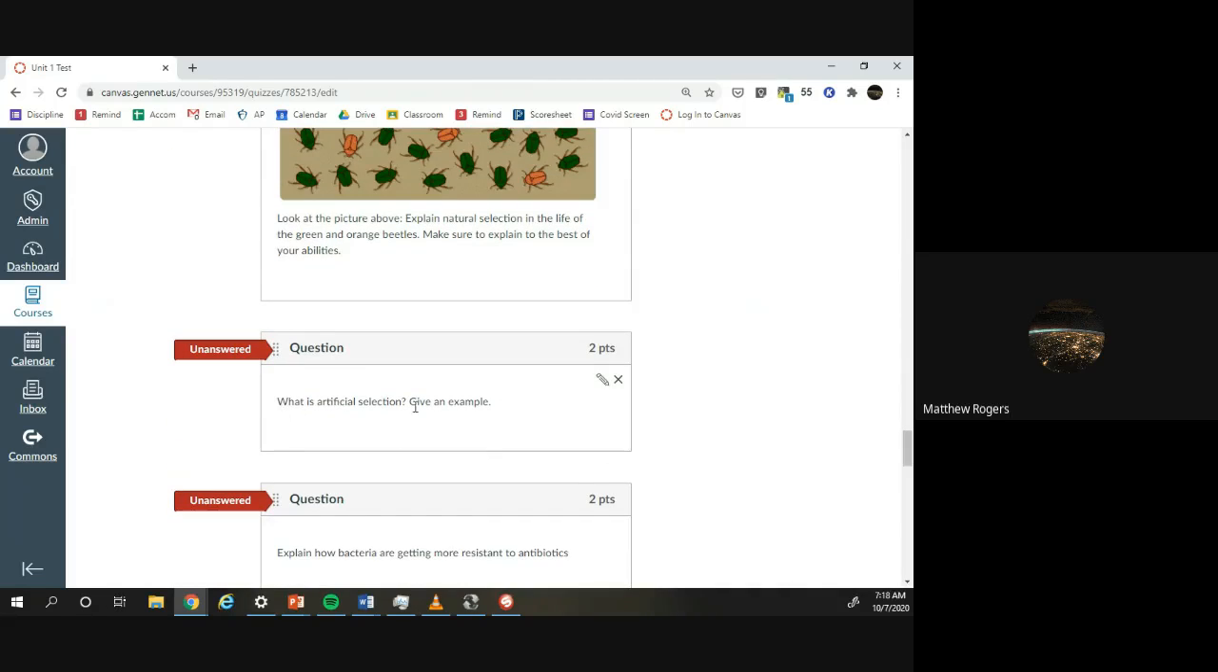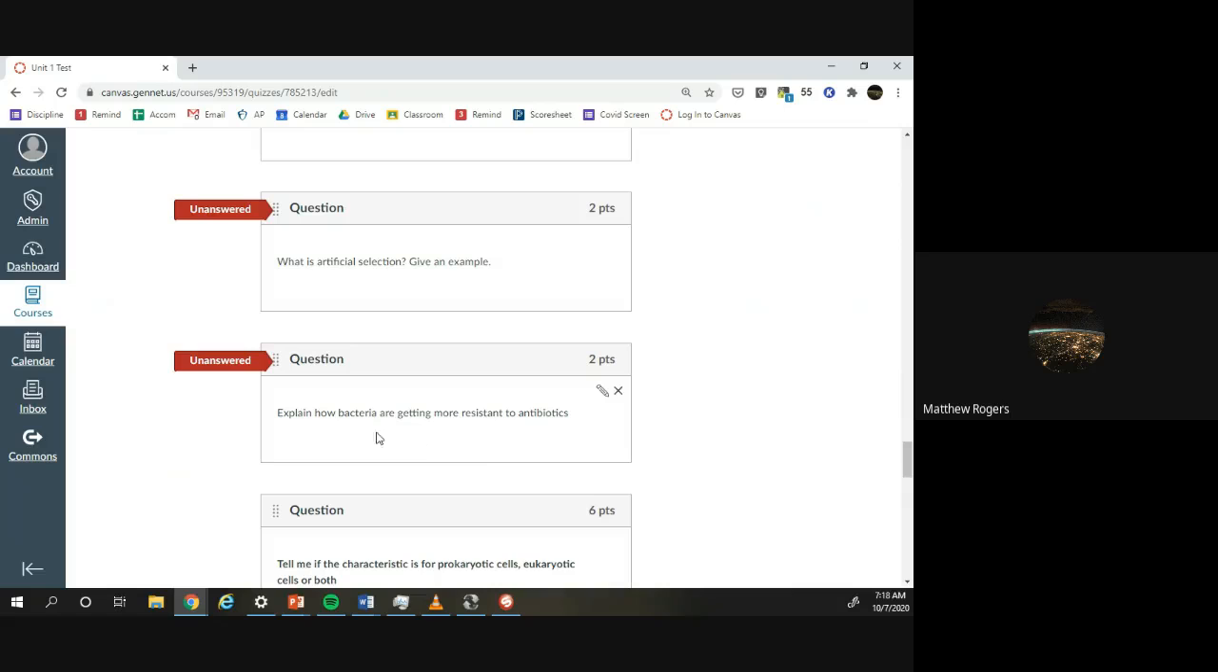What is artificial selection? Give an example. Artificial selection is when humans are the selecting factor in a situation for a living thing's evolution. Give an example. Well, the most common one that was given was dogs. There was bananas. We talked about that. Some of you put some other animals and things. It really is anything that humans touch. We kind of choose who wins.